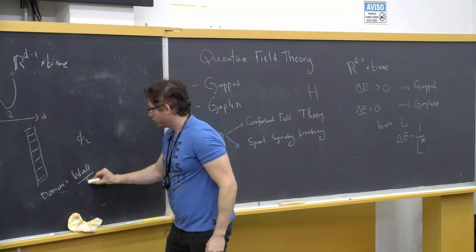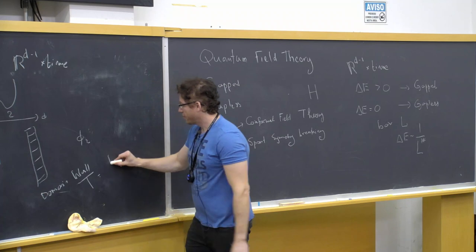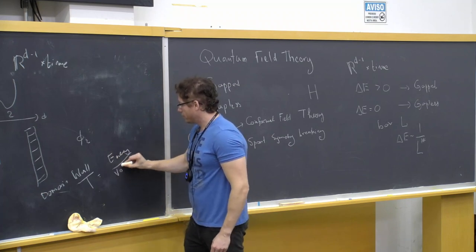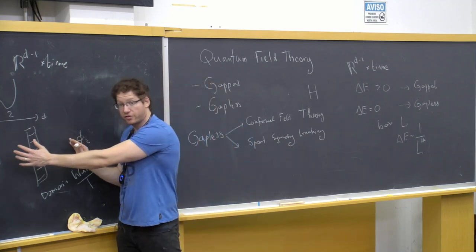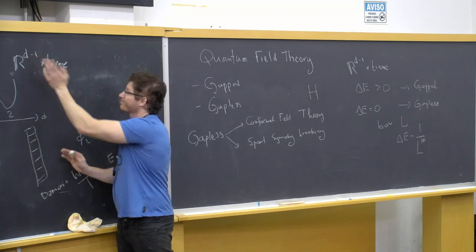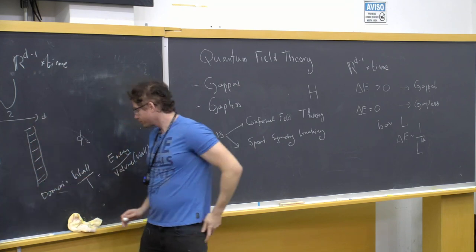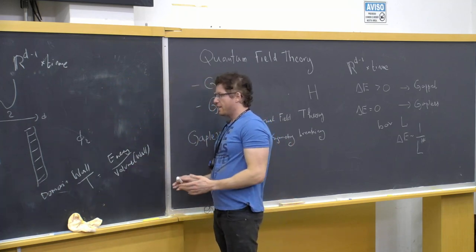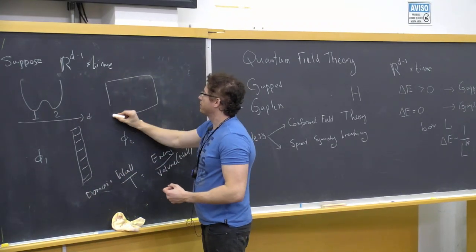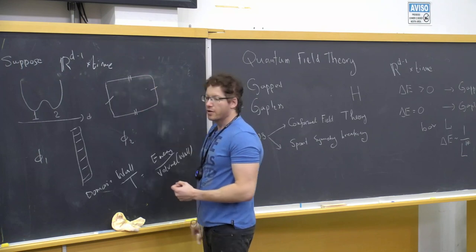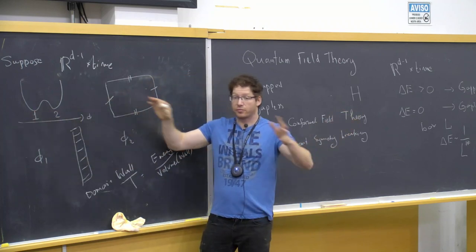Now this domain wall has some tension T, which is measured in units of energy per unit volume on the wall. This is not volume in D minus one dimensional space. This is volume in D minus two dimensional space, where this wall is approximately located. So this is the tension of the wall. And now, when you put the theory in a box, let's say with periodic boundary conditions, you're no longer allowed to assign different asymptotic values for phi one and phi two at infinity because we're in a box.